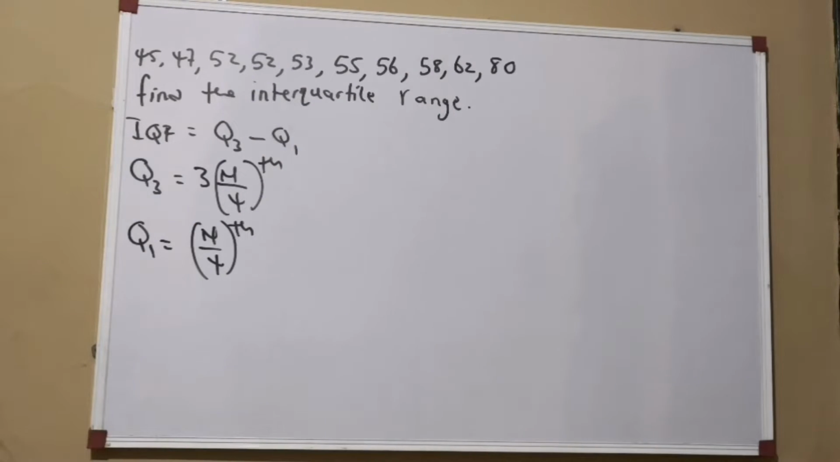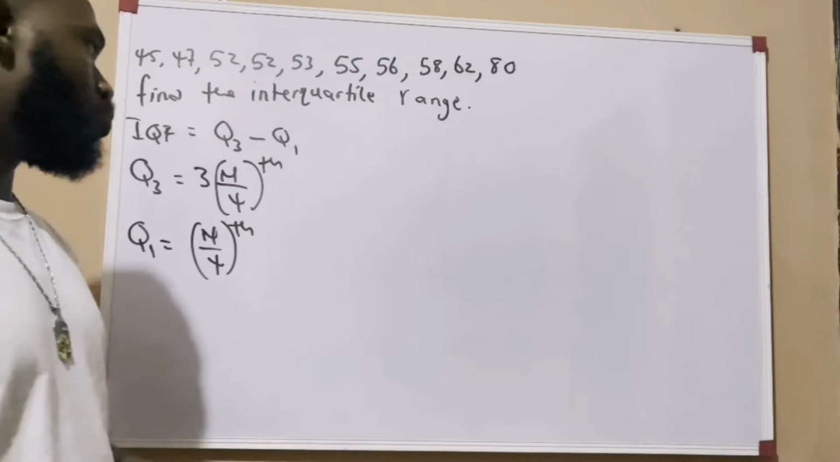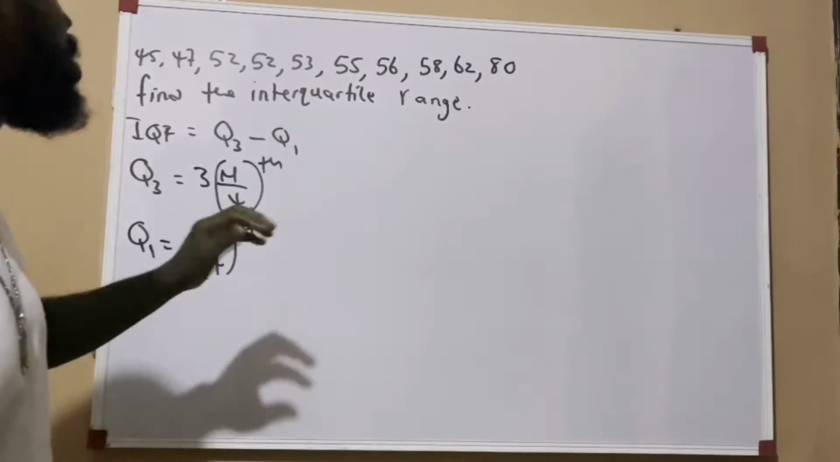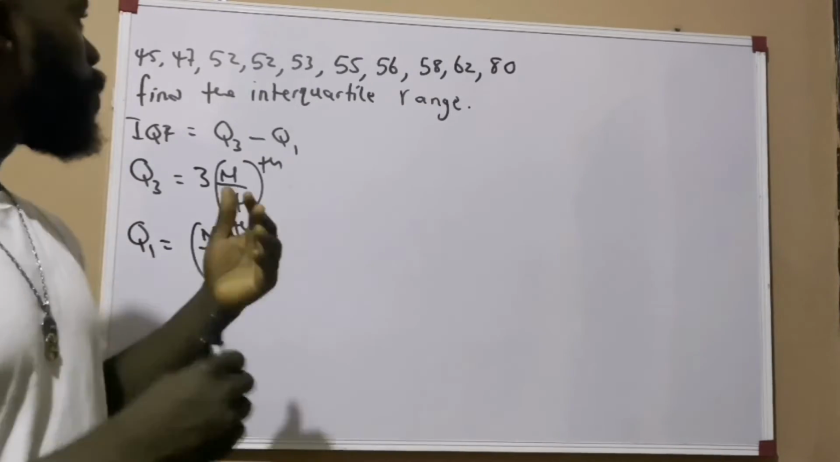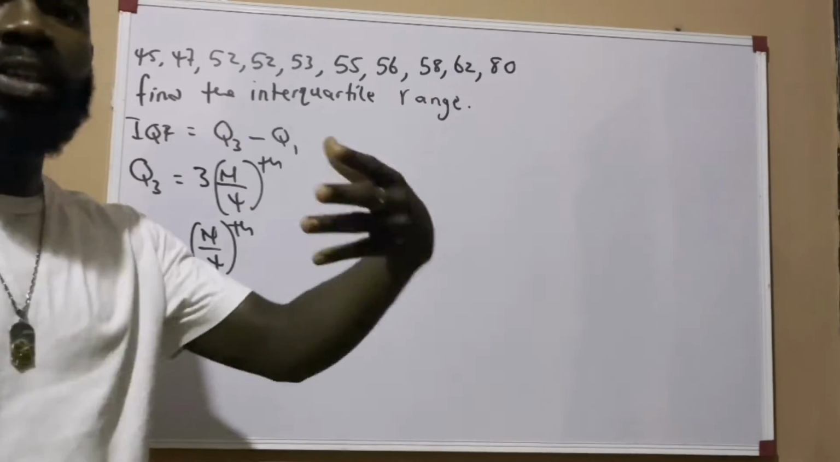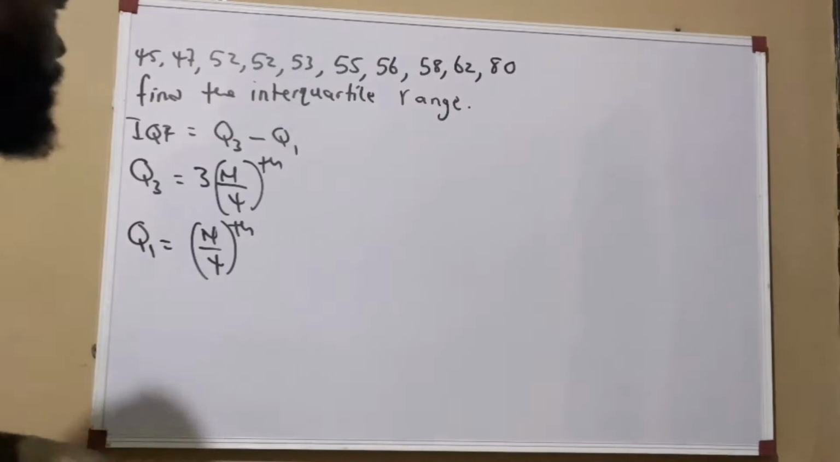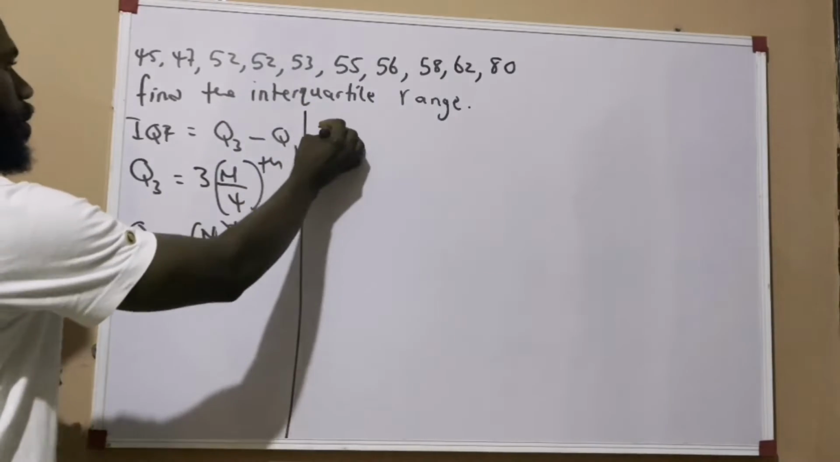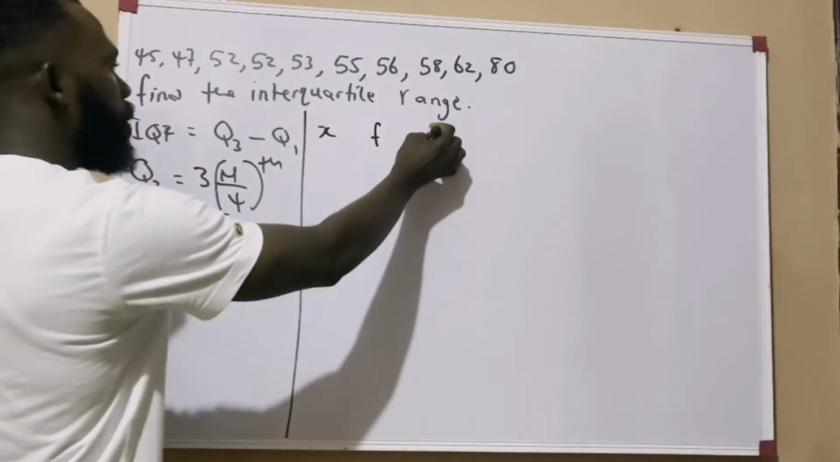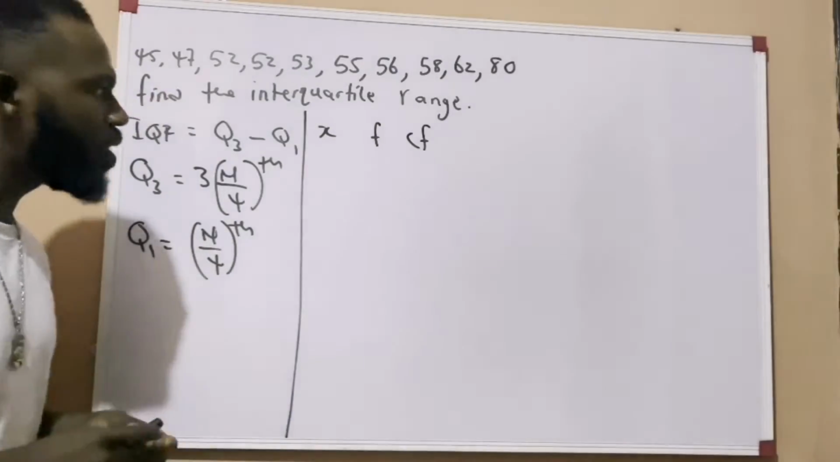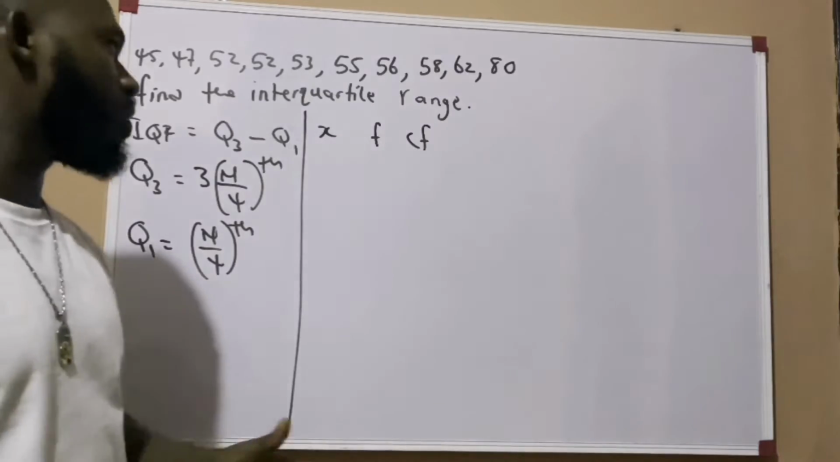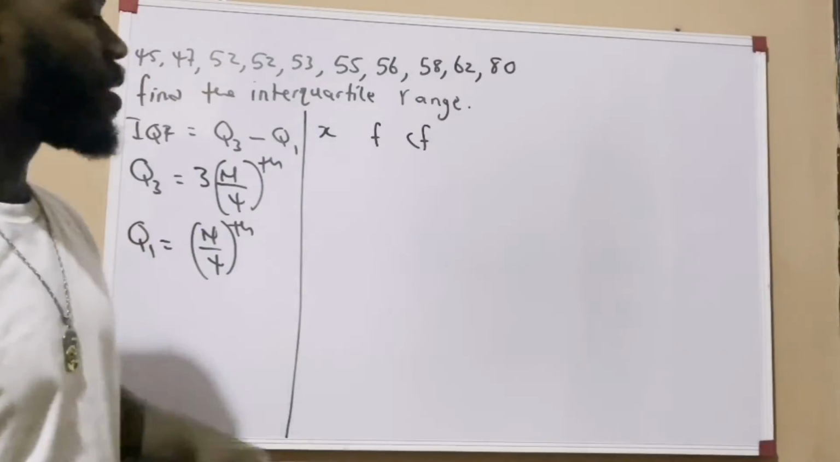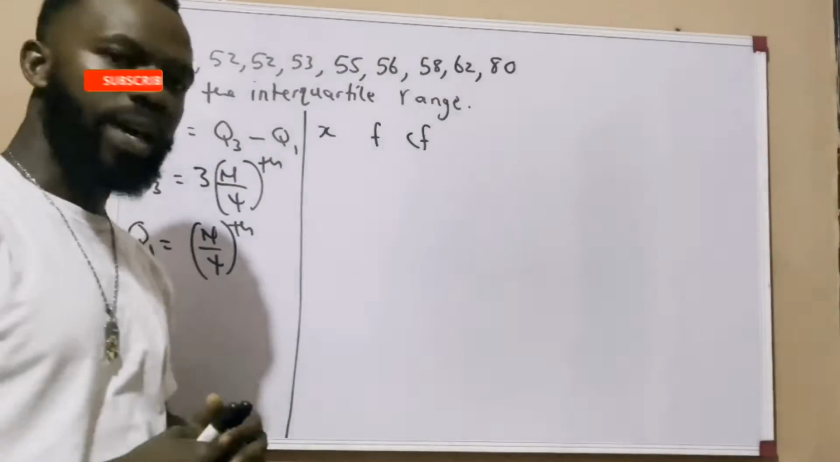Now, how do we go about this? The best way I can explain this so that you understand is by using a table. We prepare a table called a cumulative frequency table, and the table has x, f, and then cf. cf means cumulative frequency, f means the frequency, and x means the data that we are given.